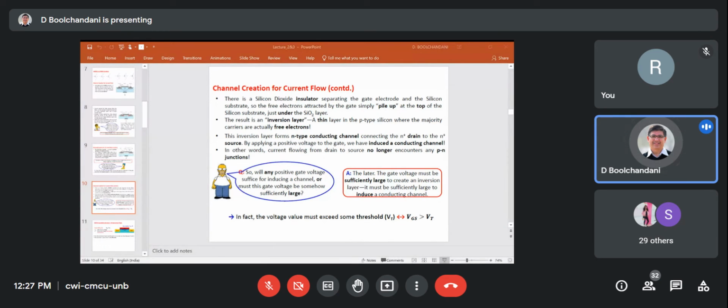So in fact, the voltage value must exceed some threshold value Vt. Then only the channel is formed. So your gate to source voltage has to be greater than the threshold voltage of a certain MOS device. Then only a channel is formed between the drain and source region. And we see that the region below the gate has been inverted from P type to N type.